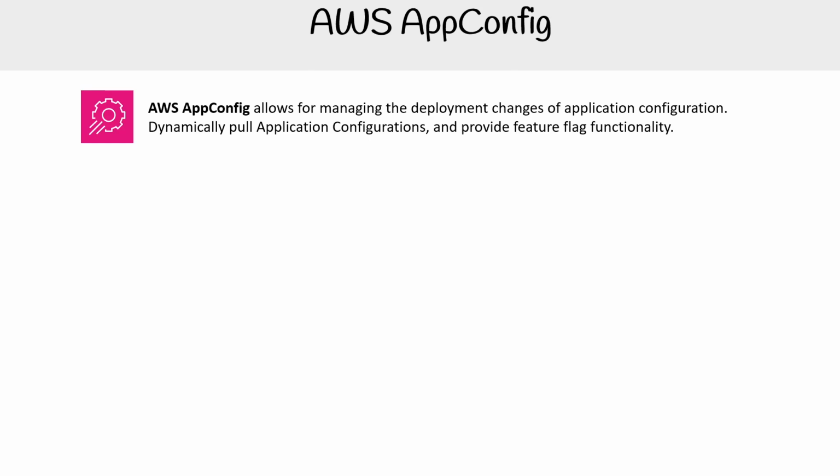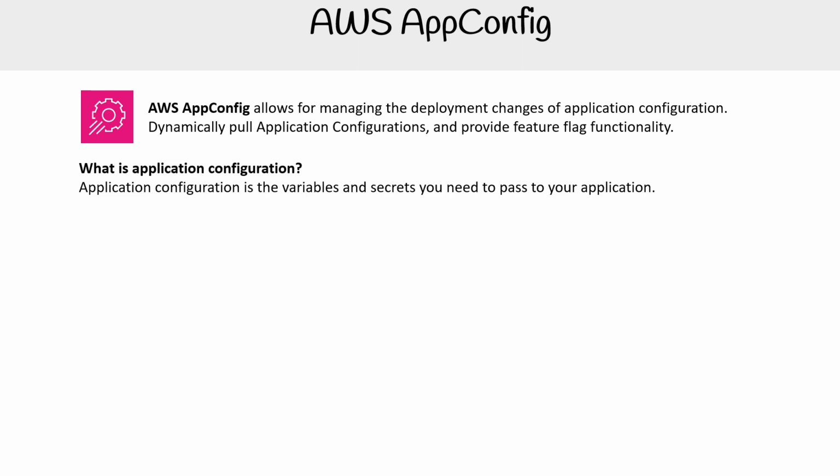AWS AppConfig allows for managing the deployment changes of application configuration, dynamically pulling application configurations, and providing feature flag functionality. Let's define these two things. The first is application configuration. This is your variables and secrets you need to pass to your application to make it run, or any particular parameters you need to tweak for the underlying software. That is what application configuration is.